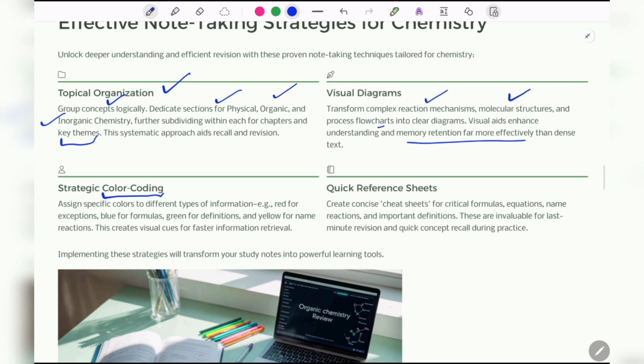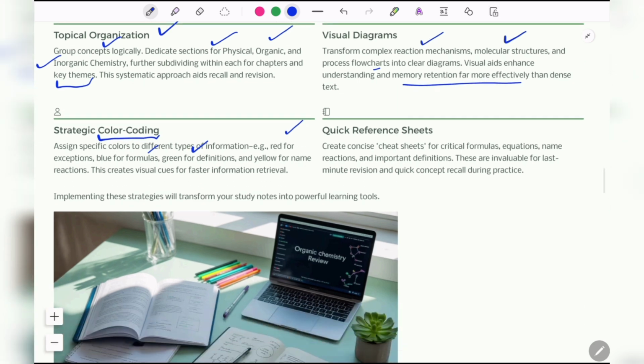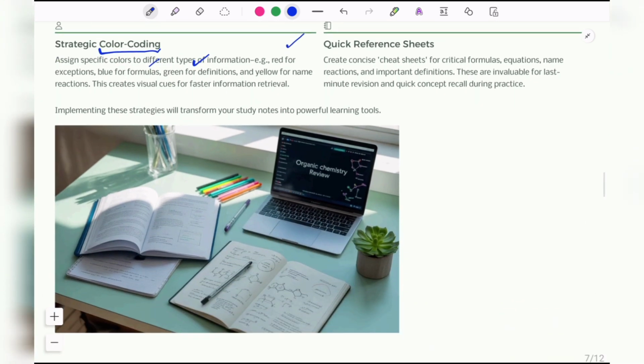For example, here it's given that you can use red for exceptions, blue for formulas, green for definitions. So it depends, it's an individual choice. You can use strategic color coding so that you understand which topics are more important and which are not that important. Quick revision sheets and reference sheets, of course, small sheets you can make.